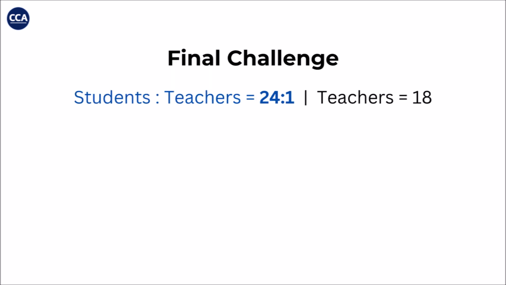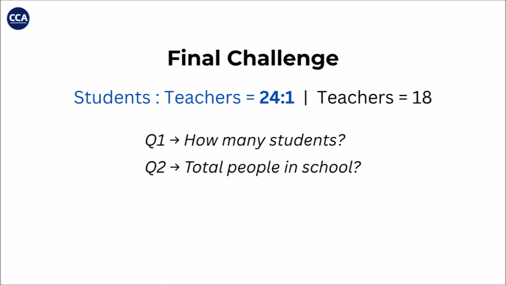Here is your final challenge. A school has students and teachers in the ratio 24 to 1. If the school has 18 teachers, how many students are there? And what is the total number of people in the school? Pause and solve both parts.